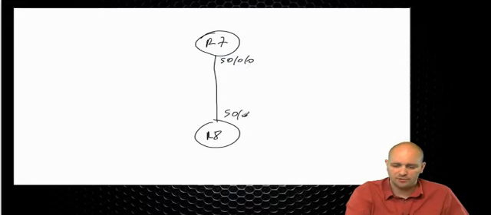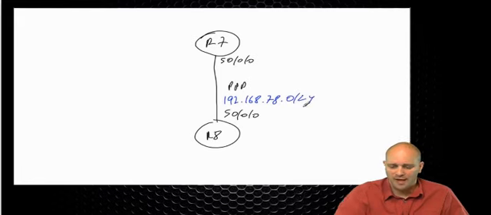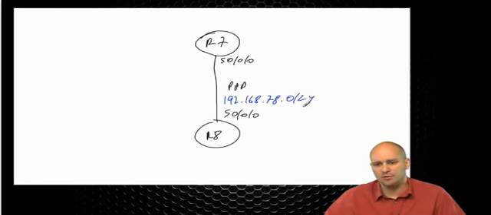This is going to be serial 000. And we want to run PPP between these two. The addressing scheme here is going to be 192.168.78.0/24. And throughout this week, this is going to be the addressing that I'm always going to be using.